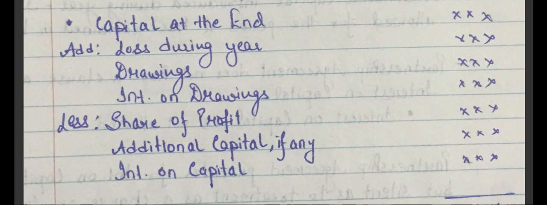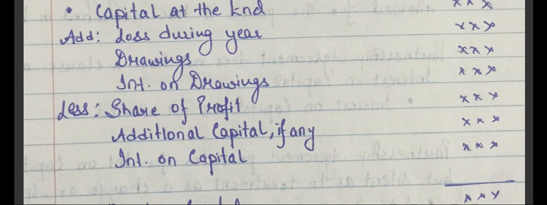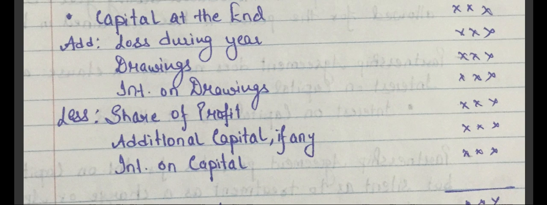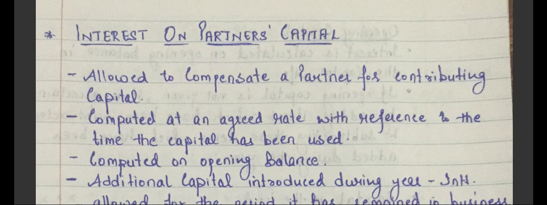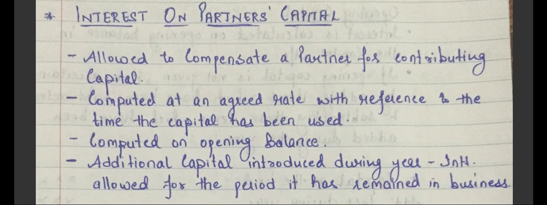Okay. So you can write this down, the method of reaching the opening capital. Capital at the end, add back the items which have been subtracted during the year and subtract those items which have been added during the year. So we'll reach the opening capital. Clear? Okay. So it is computed on the opening balance. Then it says additional capital introduced during the year: interest is allowed for the period it has remained in the business.